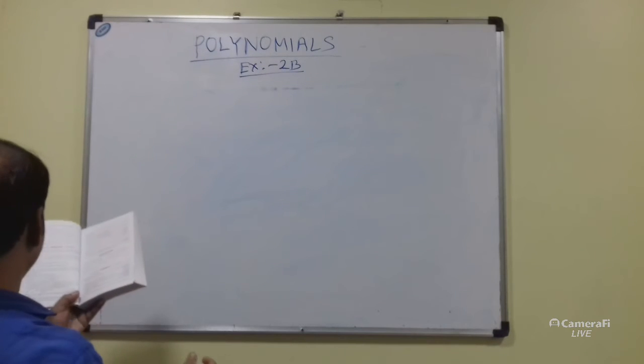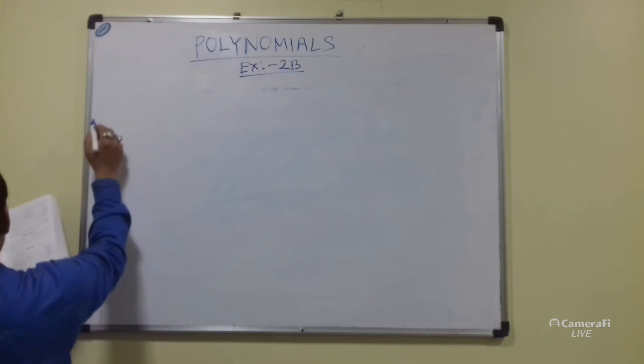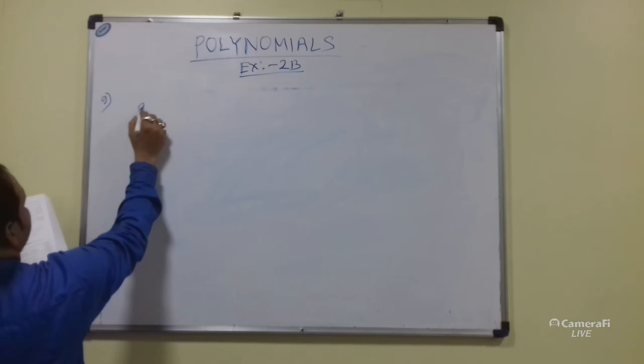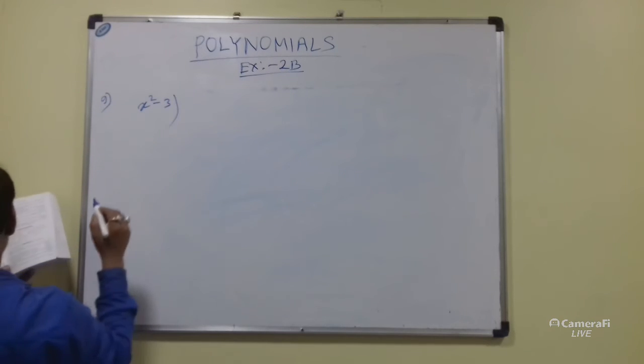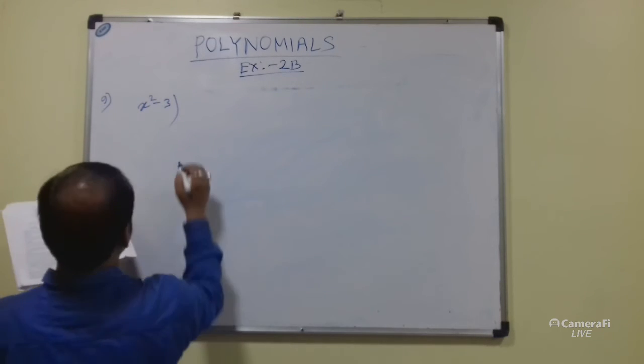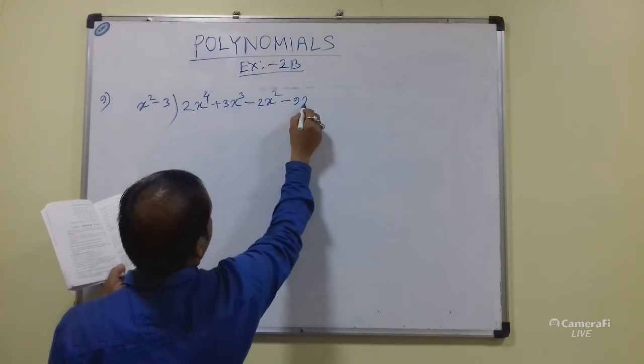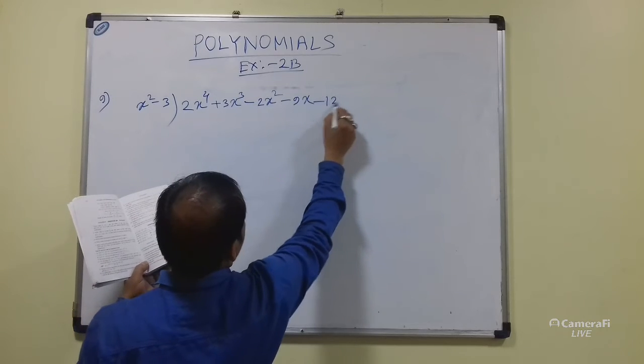So here the divisor is x square minus 3, it is problem number 9. The divisor is x square minus 3 and the dividend is 2x to the power 4 plus 3x cube minus 2x square minus 9x minus 12.